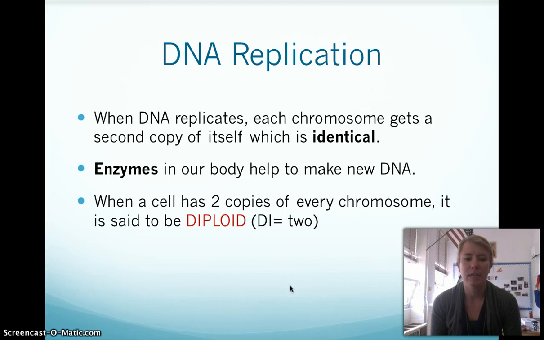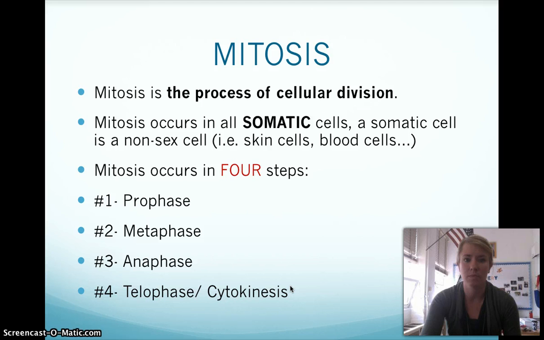So DNA replication happens during the S phase of the cell cycle, and when DNA replicates, each chromosome gets a second copy of itself, which is identical, and enzymes in our bodies help to make the new DNA. As soon as we replicate the DNA, we now have two copies of each chromosome, because we had one copy and we copied each of them, and so now we have two copies, and we call the cell diploid. Di means two. So we have two copies of each chromosome.